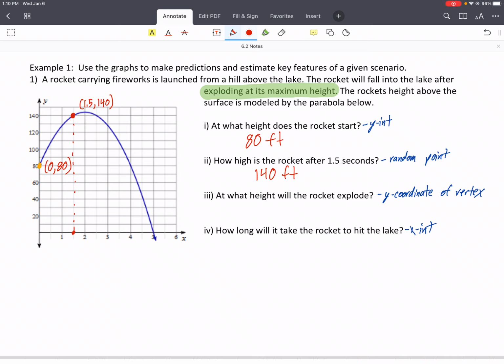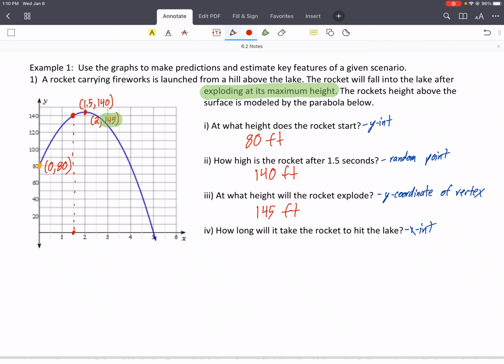How high will the rocket be when it explodes? So we're looking for our vertex, which is right there. So it's going to be at 2, and then each line's 10, so that's like 2 and then 145-ish. So this would be what height? The y-coordinate of our vertex is, like I said, about 145, so it'd be 145 feet.